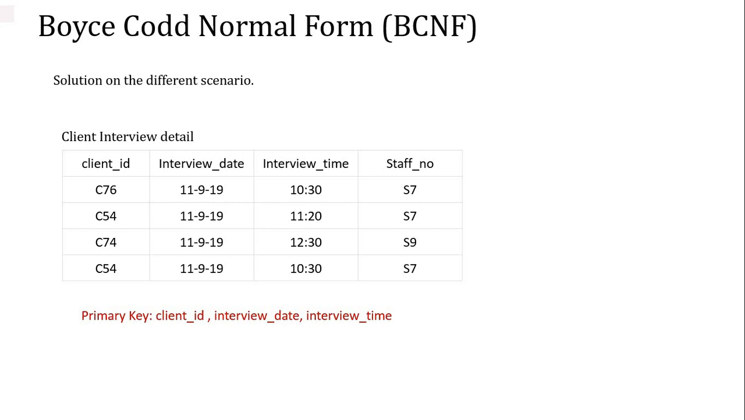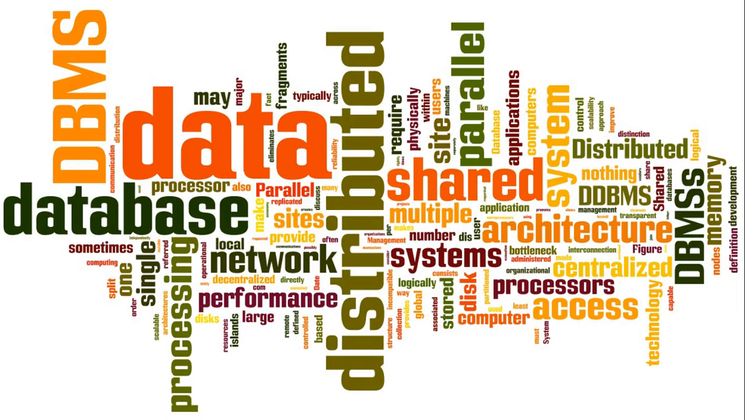So client ID, interview date, and interview time, these three compositely make the primary key and make this table complete, and make this table in the Boyce-Codd normal form. So that's all. Thank you all for hearing this lecture, and this is the end of the normalization chapter. Thank you.